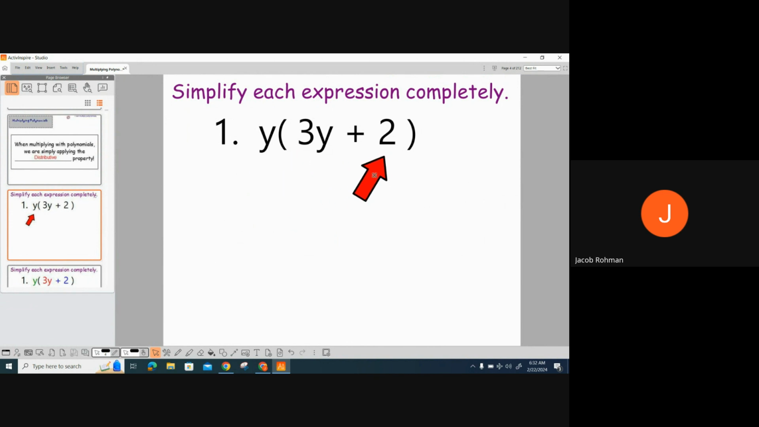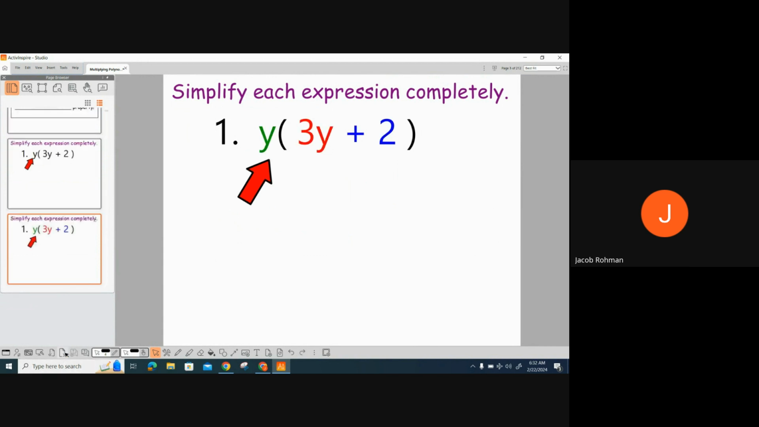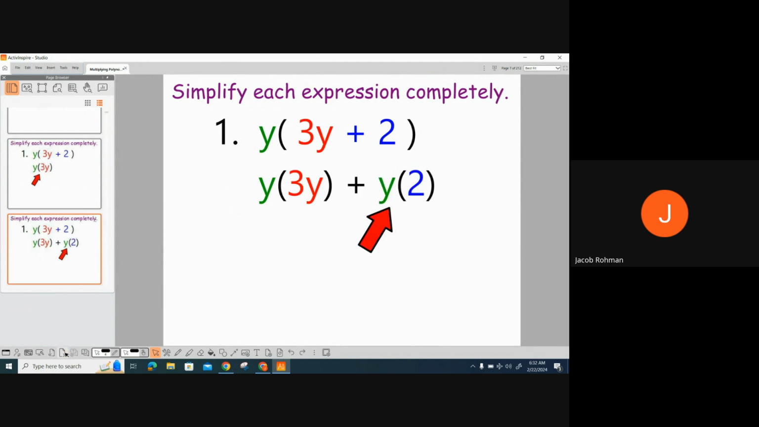the parentheses and we're multiplying by y. So we're going to use the distributive property here, and we're going to multiply the green y to the red 3y and then to the blue 2. So first, y times 3y, and then y times 2.